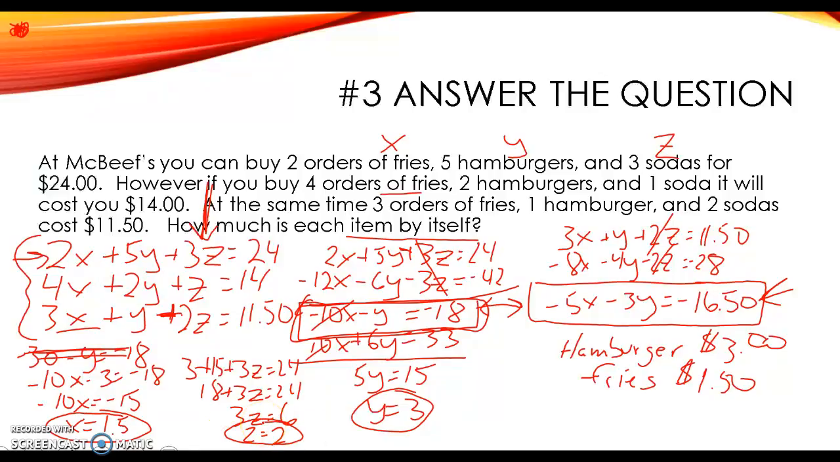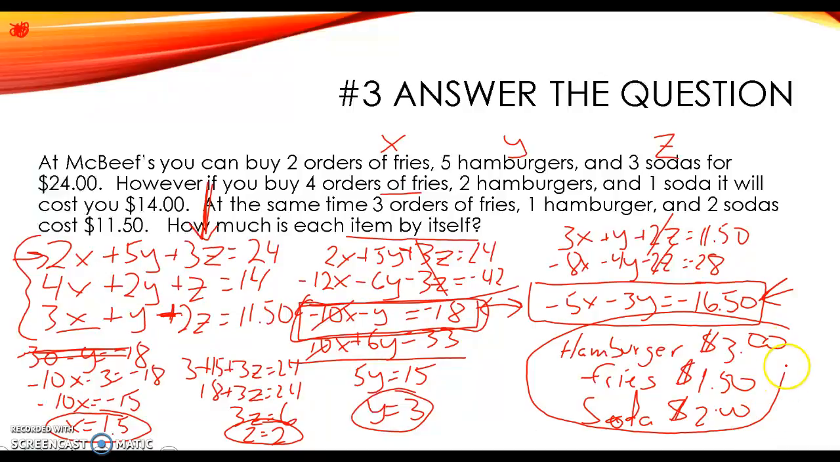Which means that a soda must cost $2. And there I have the answer to all 3 questions. I know exactly what each item costs because I can do 3-dimensional systems of equations using elimination.